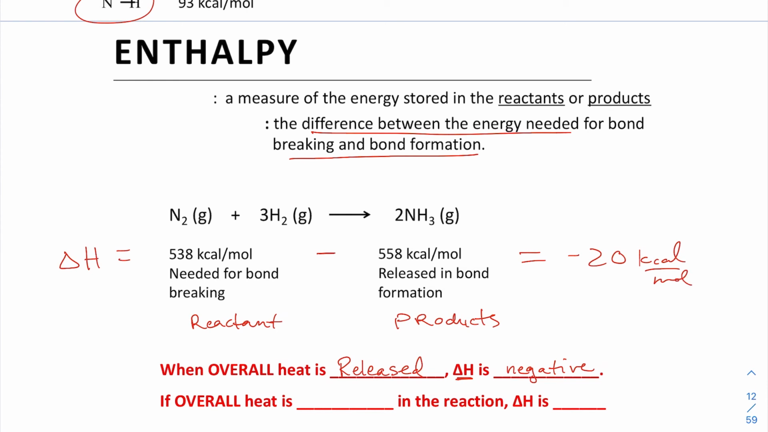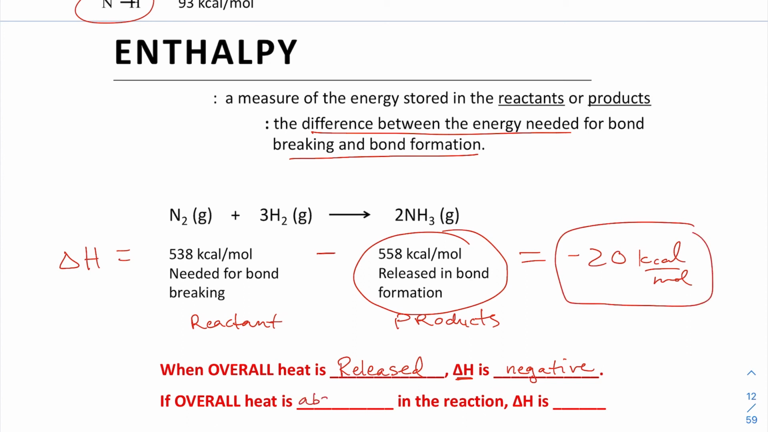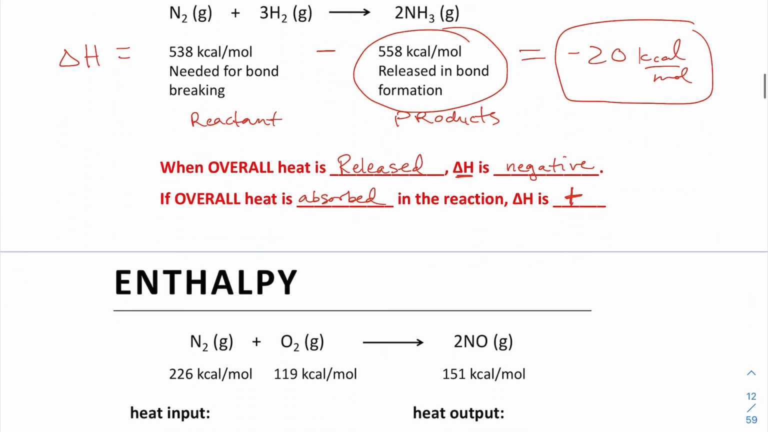Okay, so overall, when this is the bigger number on the product side, delta H is negative. Overall, when heat is absorbed, so if we had the opposite situation, delta H would be positive. Okay.